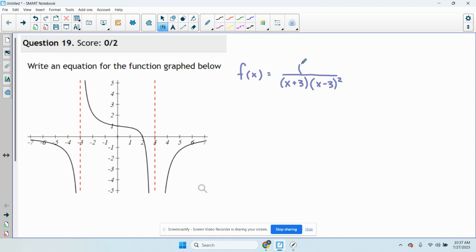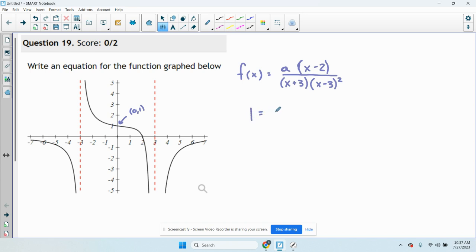So the numerator is going to be the values or the factors that give me an x-intercept. So here we see when x is 2, I get a y value of 0. So x minus 2 is a factor on top. And now I just have this a that I have to find out in front of the entire function. So I'm going to find that a by using this point of 0, 1. So when x is 0, I'm going to get a y value of 1.